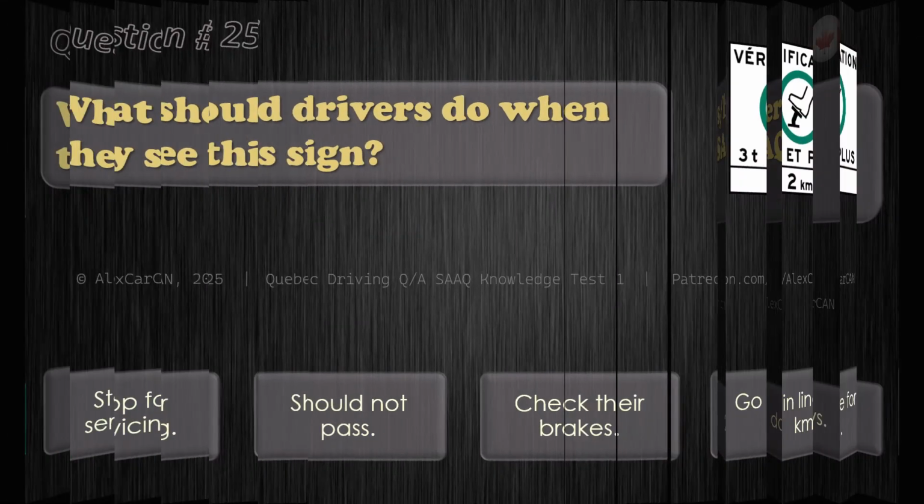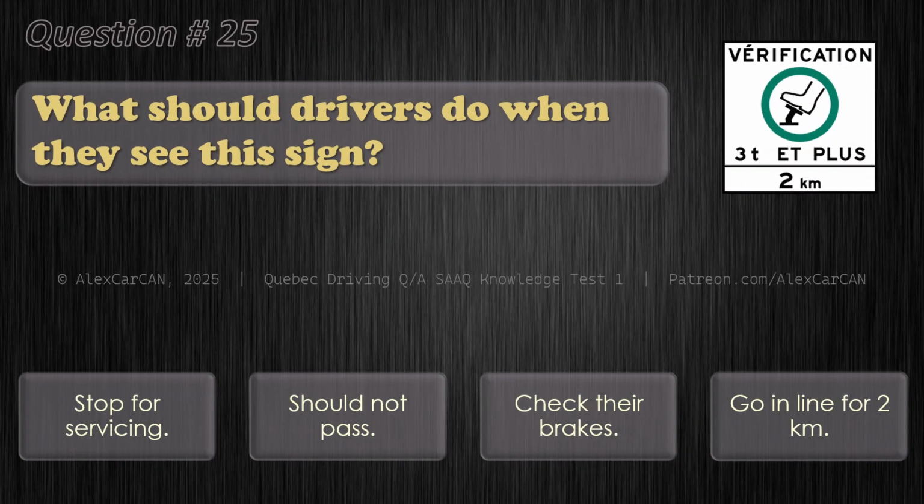Question number 25. What should drivers do when they see this sign? Stop for servicing. Should not pass. Check their brakes. Go in line for 2 kilometers. The correct answer is: check their brakes.